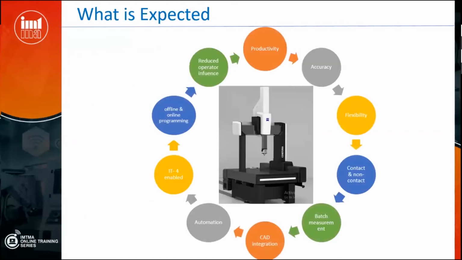So in a nutshell, a CMM, which is in the center, will give me productivity, accuracy, flexibility. It gives me contact or non-contact, maybe with the same machine or with different machines. That will come later because the cost also comes into the picture. Batch measurement, CAD integration, automation, then IT4 enabled, offline and online programming, reduced operator error. If all these could be done by a single machine, I think that is an ideal machine. And when my expectations are met, then that is the modern machine I would look for, really integrating into my shop floor.